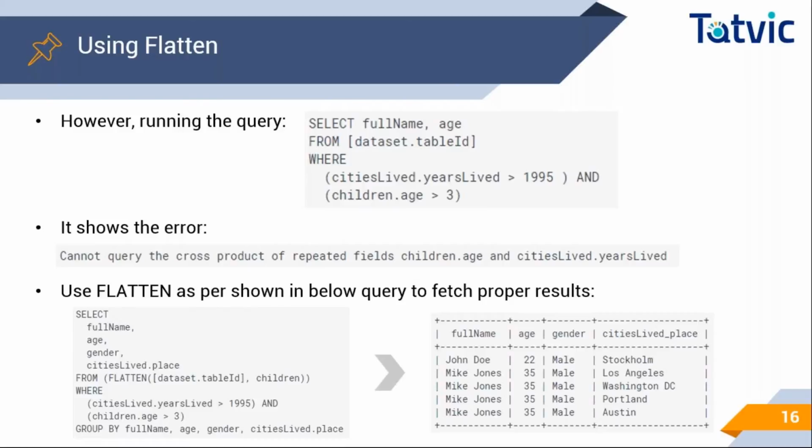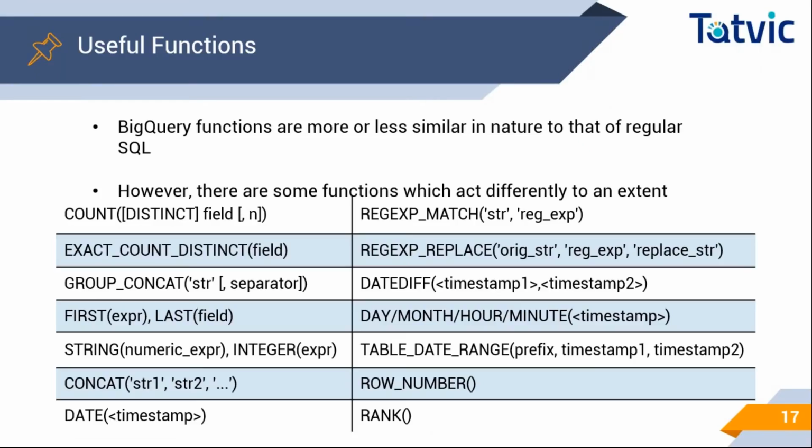So once I'm flattening that particular thing, then I can use both the nested fields underneath the same query. So it's just flatten, and there are no other parameters, just the table and whatever field you need to flatten. Like if you see the query on the left hand side of the bottom, it says flatten the dataset, and then children is the nested field that I want to flatten. Then it will allow you to do so, right?